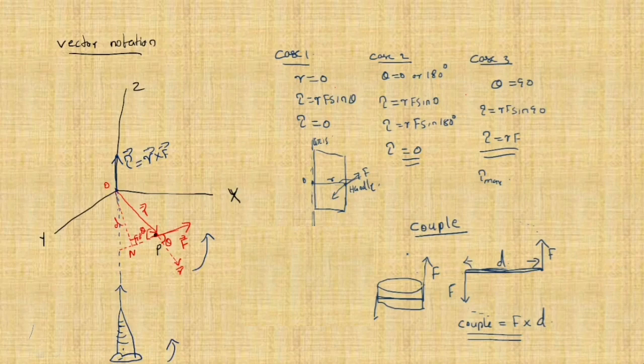Okay, and this is simply called what? Couple. So what is meant by couple? Two equal unlike parallel forces whose lines of action are different constitute a couple. Once again, two equal unlike parallel forces whose lines of action are different constitute a couple.